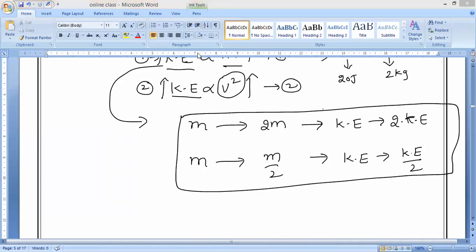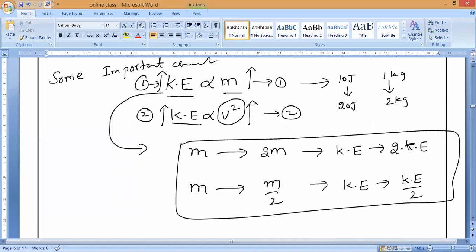Now, please all of you write that point also. You can write that kinetic energy is directly proportional to mass, and you can write the statement down. Please write: if the mass of a body is doubled, its kinetic energy also gets doubled.